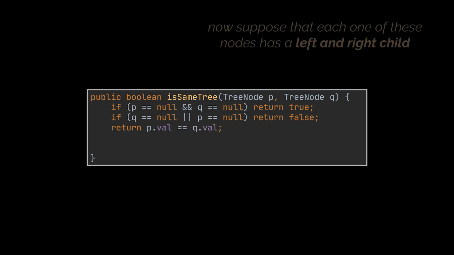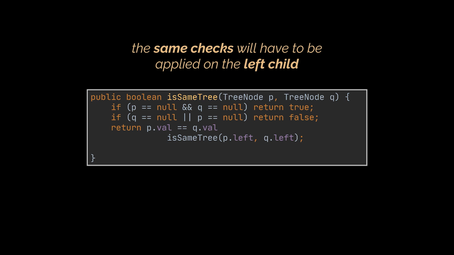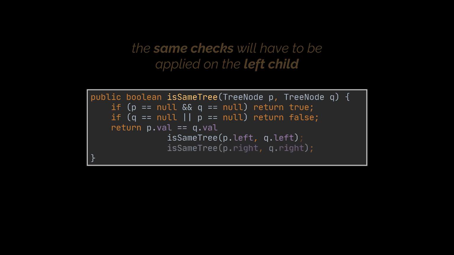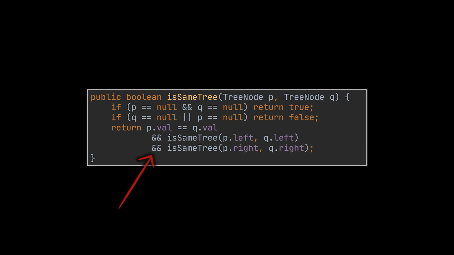Now, what if we extend this problem by adding a left and a right node on each provided root? This sub-solution, the exact same logic we just wrote, will have to be applied on each node we added. So we will have to check if both trees' left nodes are the same, and we'll have to check if both right nodes are the same, right? And only if all three conditions are met, the root nodes are the same, and the left nodes are the same, and the right nodes are the same, then we return true. This is the complete optimal solution to our problem.